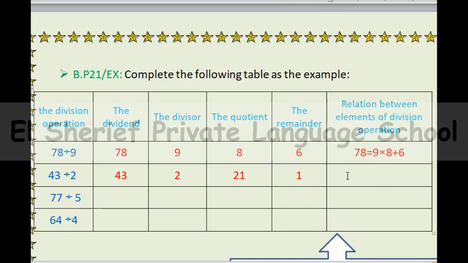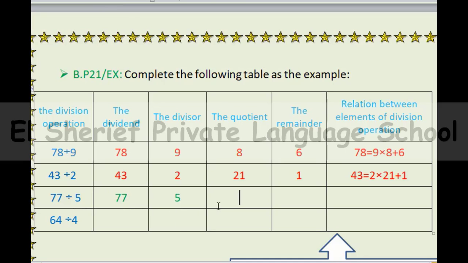Okay, so 43 equals 2 times what? Times 21, plus 1. 2 times 21 equals 42, as we saw from the answer before. Okay, 2 times 21 equals 42, plus 1 equals 43.